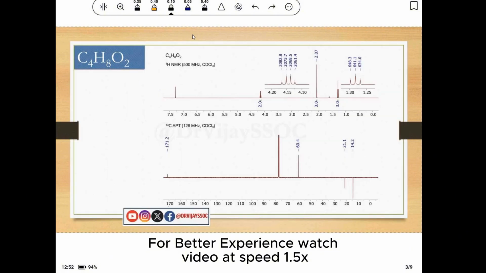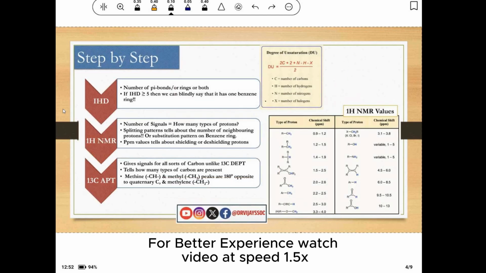So here is the proton NMR of this compound, which was recorded in CDCl3, and this signal is from the residual chloroform. And this is the 13C APT NMR of this compound. Before solving this problem, we should understand some steps, and we will follow those steps whenever we solve such problems. So what are those steps? So here are those steps.